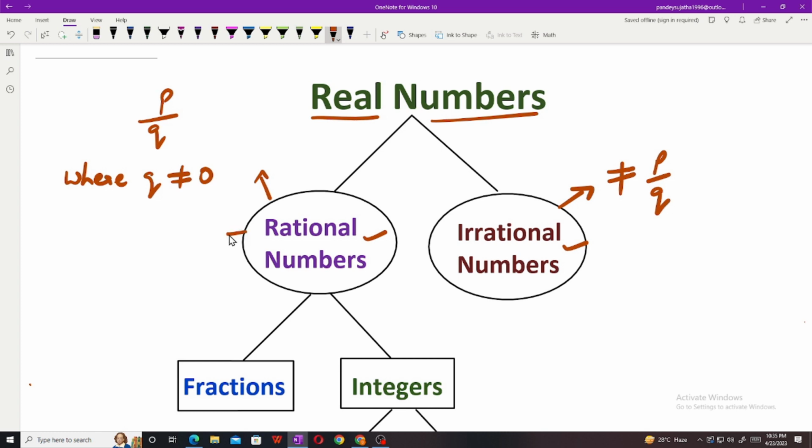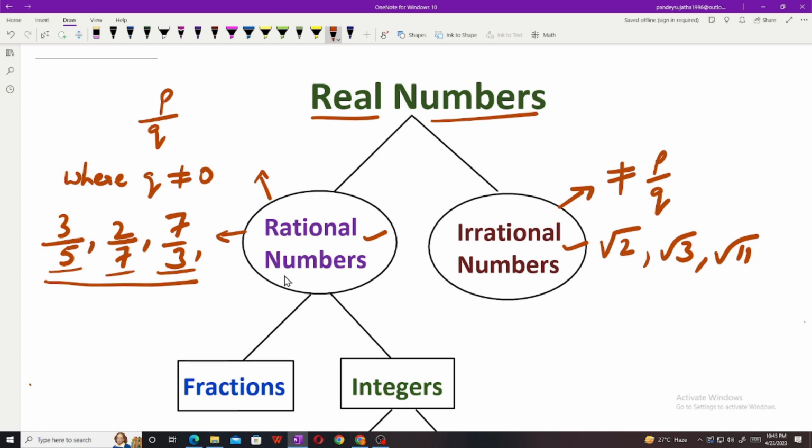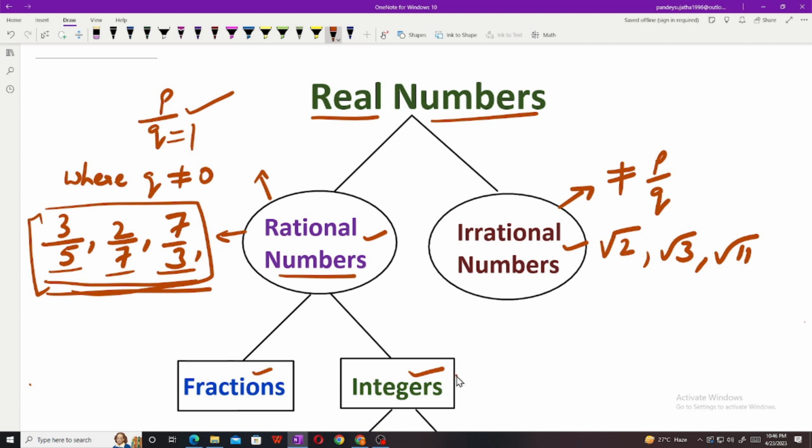And irrational numbers can't be expressed in the form of p upon q. The examples for rational numbers are 3 upon 5, 2 upon 7, 7 upon 3. So these are the examples of rational numbers. And irrational numbers are the roots of all prime numbers. Rational numbers are of two types, fractions and integers. Here these numbers are all fractions since they are in the form of p upon q. When q is equal to 1, those numbers are integers.